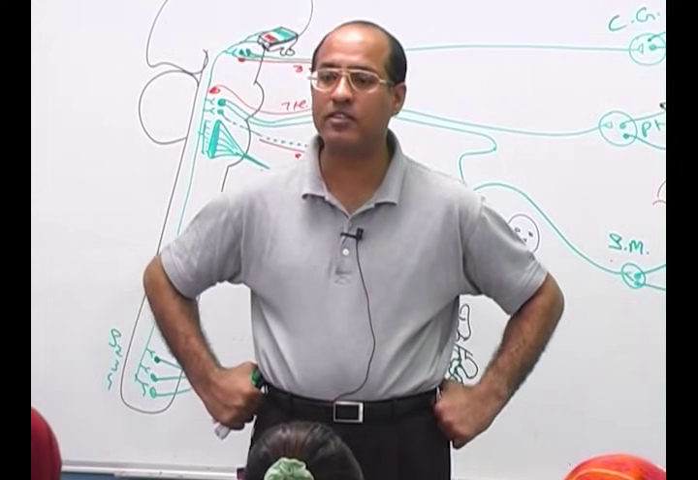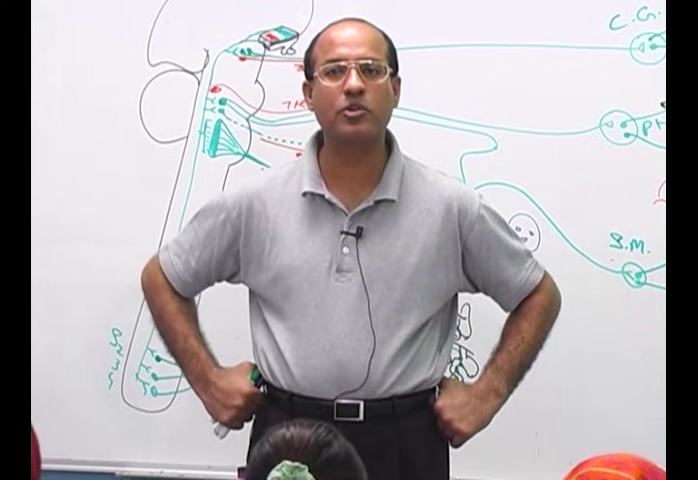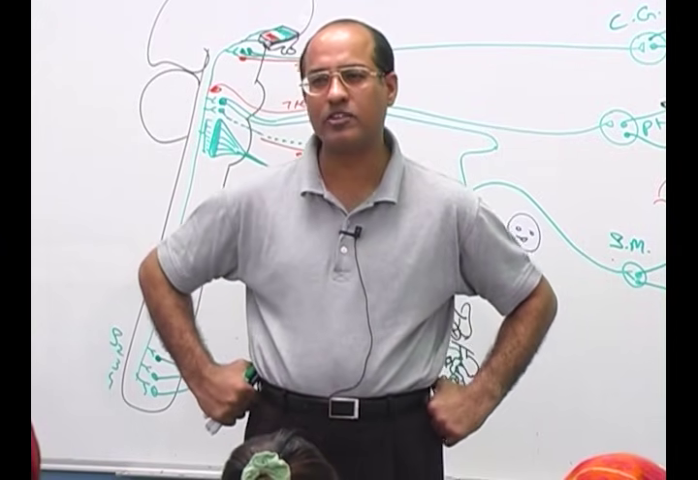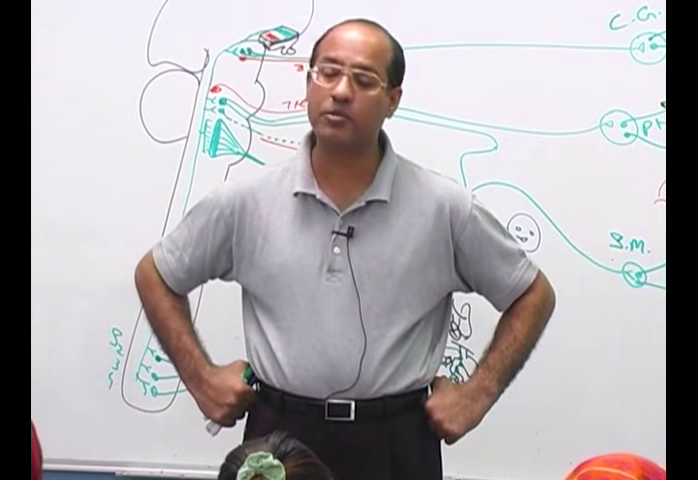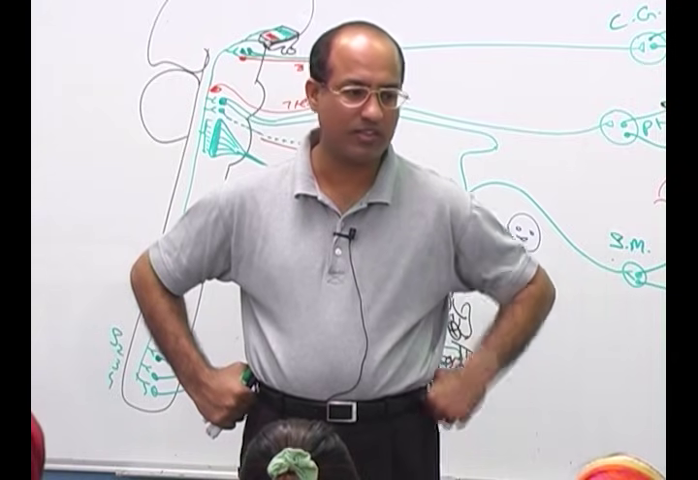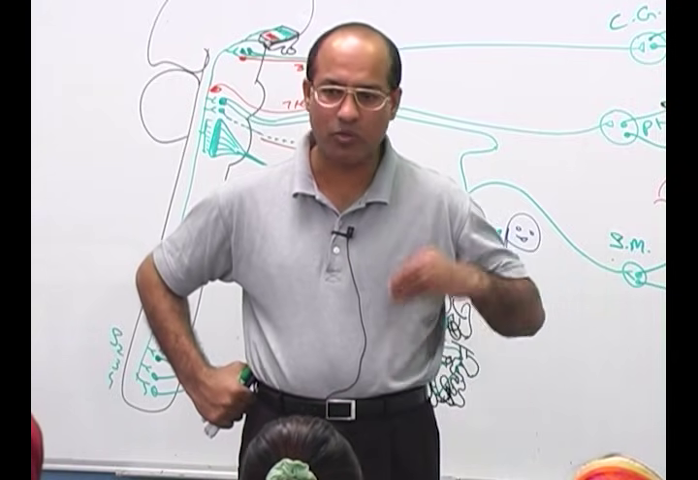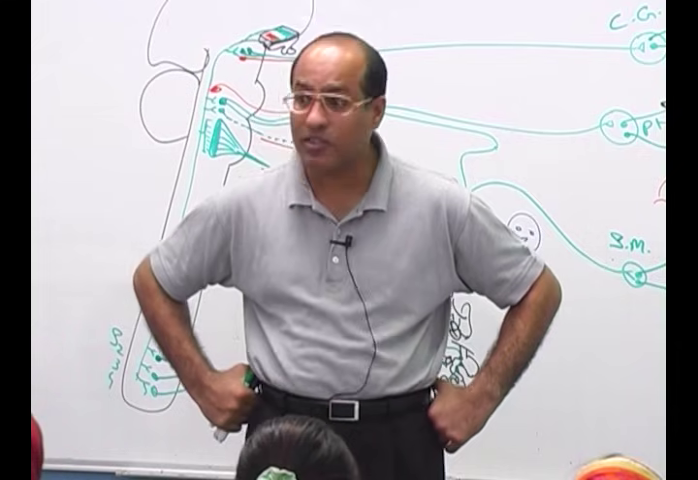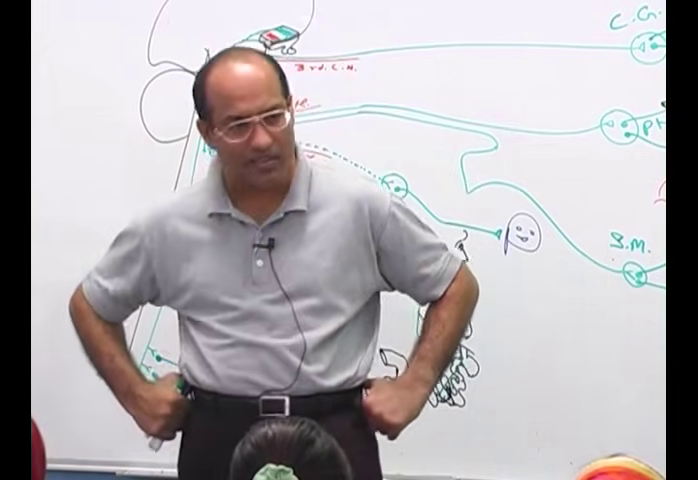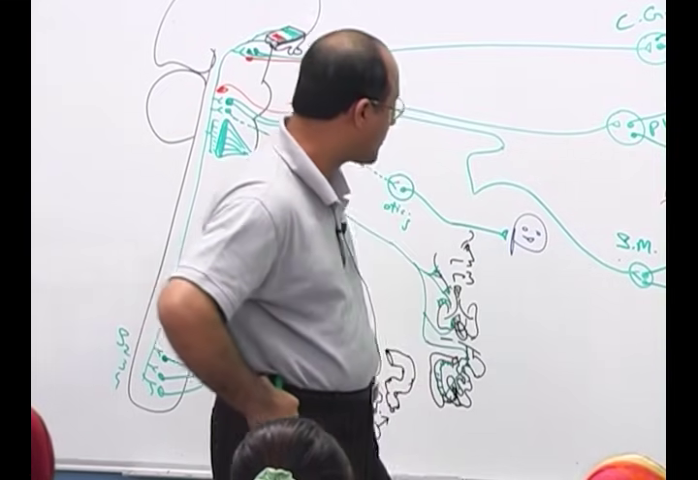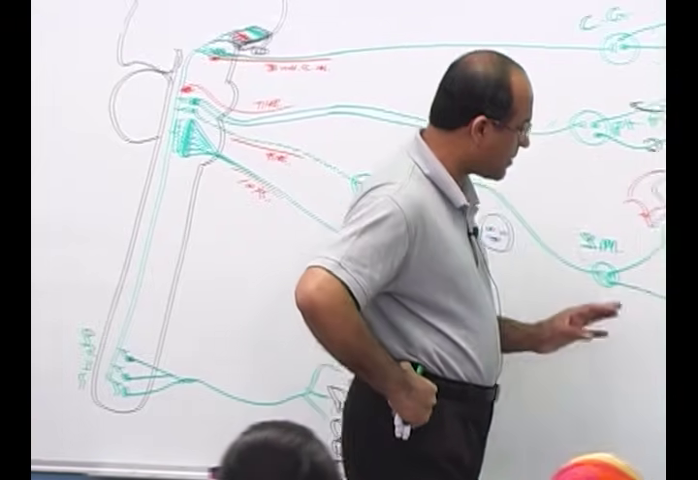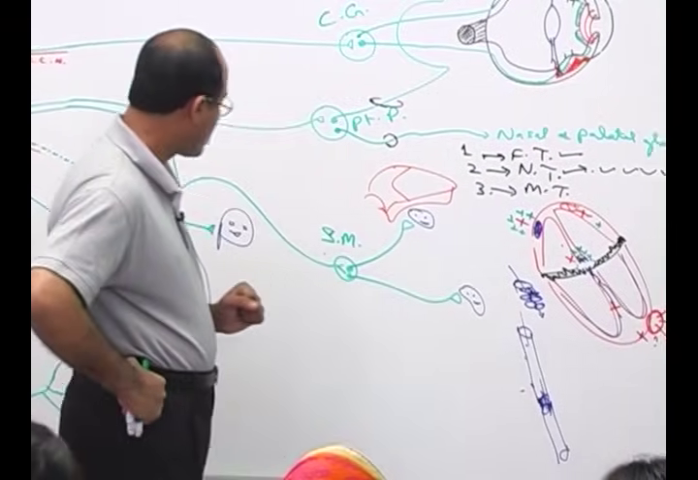So vagus is motor to GIT as well as secretomotor to GIT. If vagus overworks, what may it produce? If the vagus to the parietal cell overworks, it produces excessive HCl, which may be one of the reasons for the peptic ulcer. Is that right? Anyway, peptic ulcer has many other reasons and mechanisms as well. We will not go into detail of that.